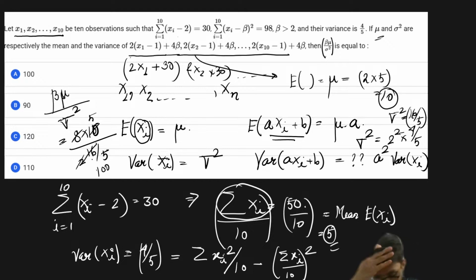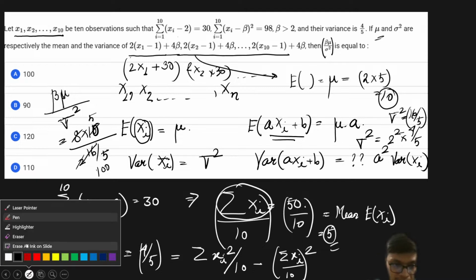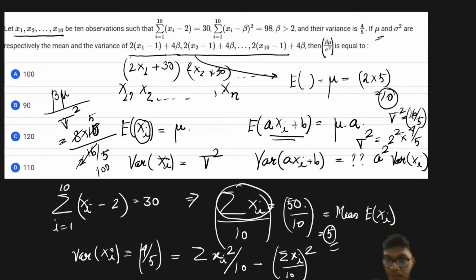I hope you are following. So, did I make any mistake? Oh yes, I made a very big mistake. In this expectation of a times xi plus b, it is basically a times mu plus b only. Okay, plus b, right? So don't forget to do that.